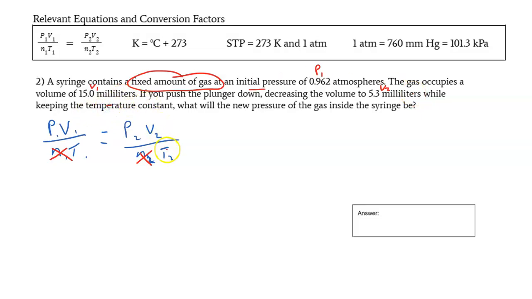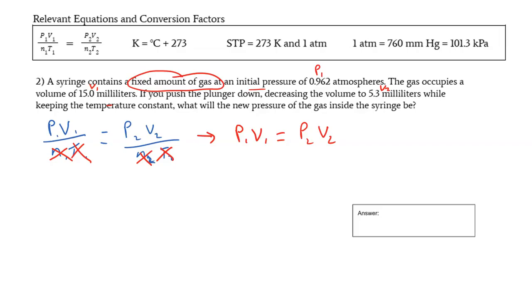So if temperature is constant, I get to cross the temperature off, right? So what this means is I can rewrite my equation to just be P1 V1 equals P2 V2. Okay? Now I can just go ahead and substitute my values in.